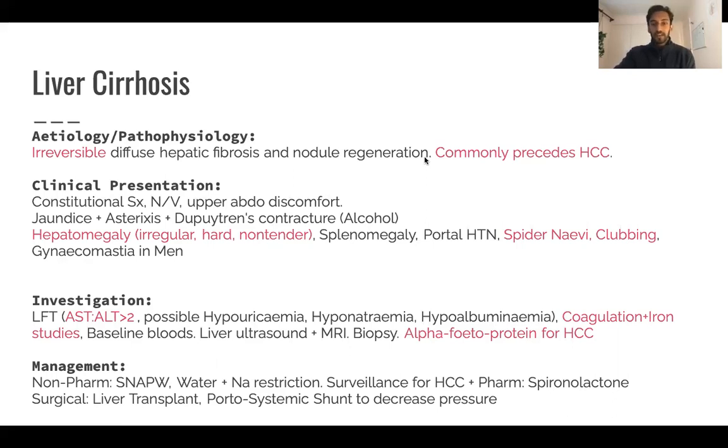In terms of your investigations, once again, the AST to ALT ratio is the main thing you're looking out for. You're also worried about things like hypoalbuminemia, because that can give you other symptoms like edema. You want to do iron studies, as well as coagulation studies, because as I said, your coagulation cascade is made there. And then also consider doing an alpha-fetoprotein. This is a buzzword, but it's an important buzzword to know for any kind of liver cancers. So keep an eye out for alpha-fetoprotein. Management isn't too important.